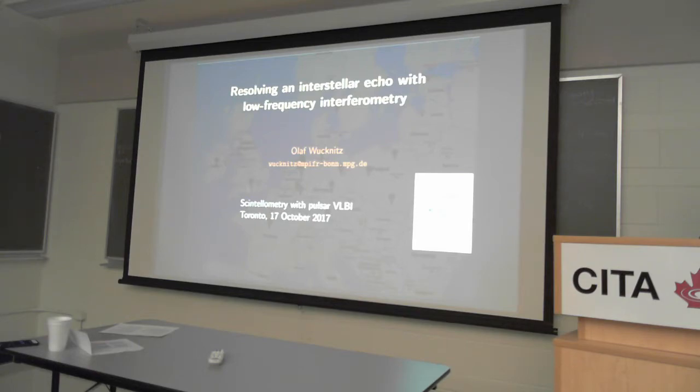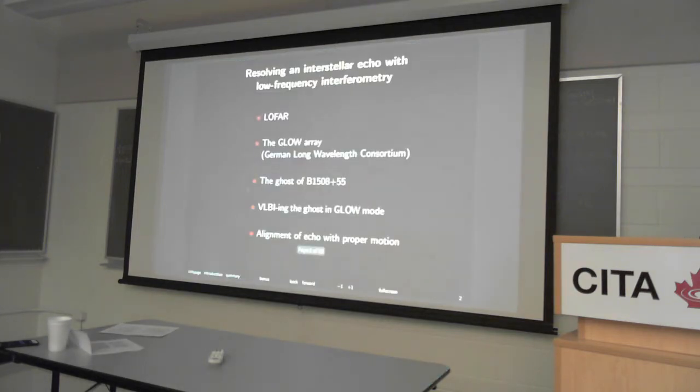So this talk is about doing VLBI on an interstellar echo. So can we go to slide 2? This is the overview. I want to start with a brief introduction of LOFAR, particularly the German part of the array, then come to this ghost, this echo, and a certain pulsar, and then discuss what I'm doing VLBI-wise on this system.